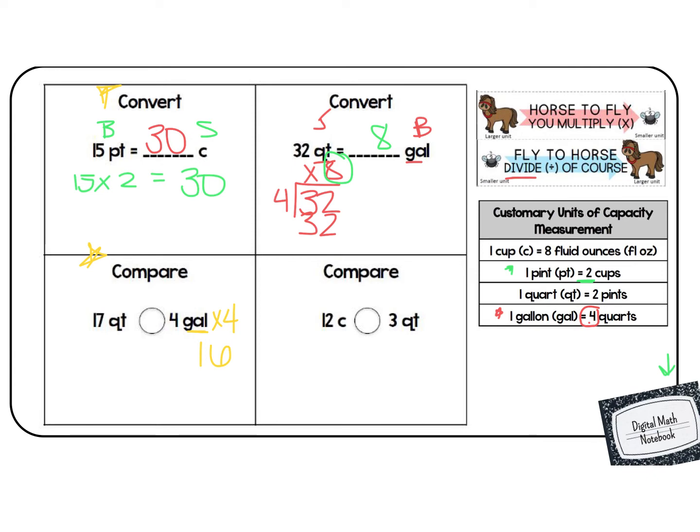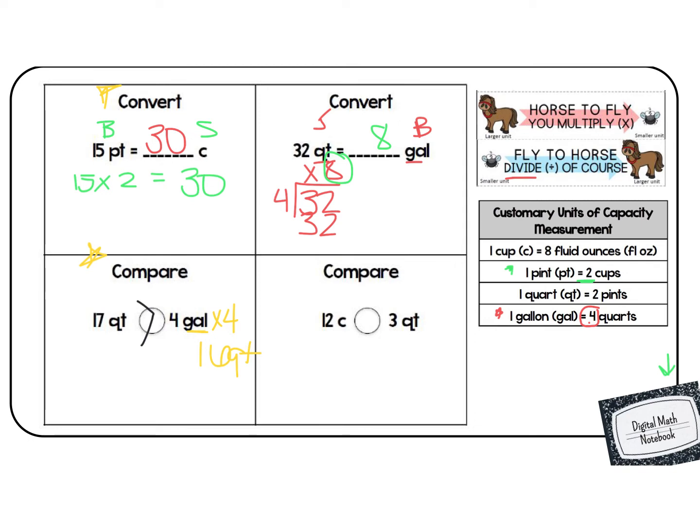Now that I know how many quarts each one is, I can use my alligator symbol, also called an inequality symbol, to show that 17 quarts is bigger than 16 quarts.